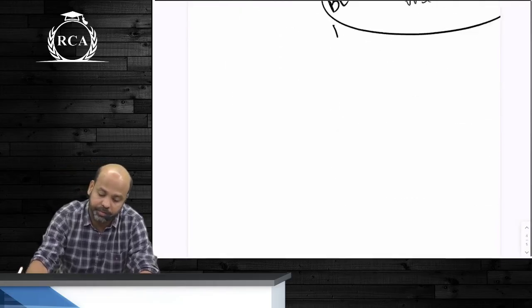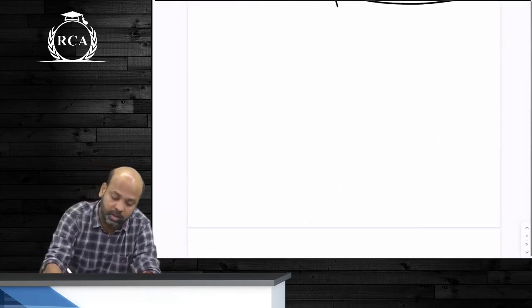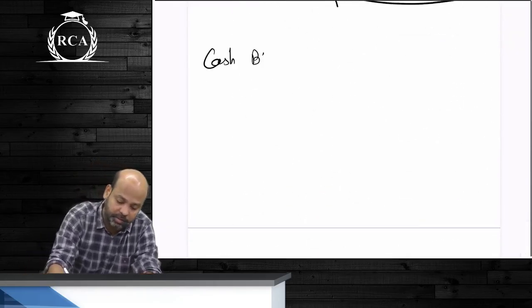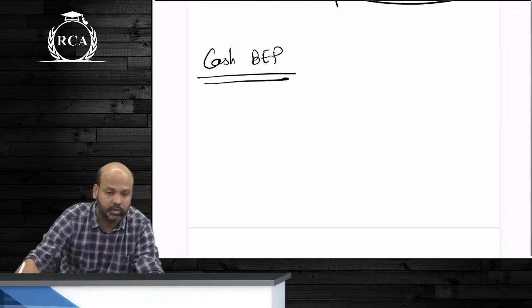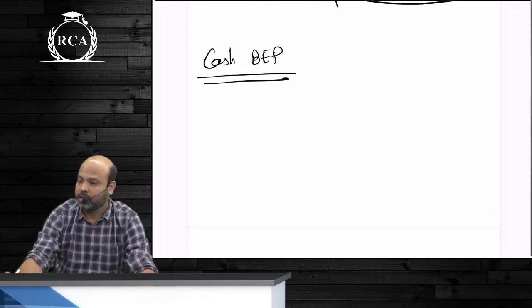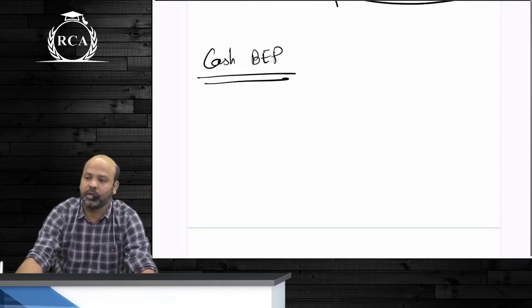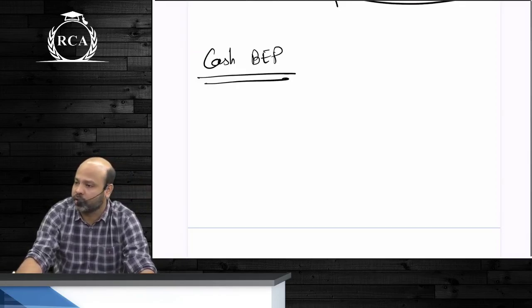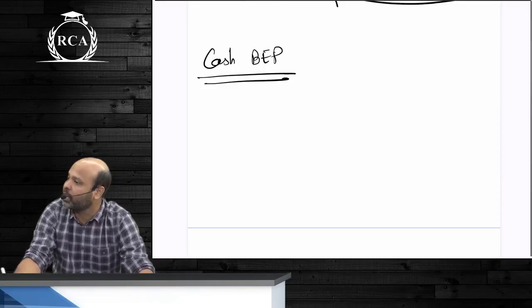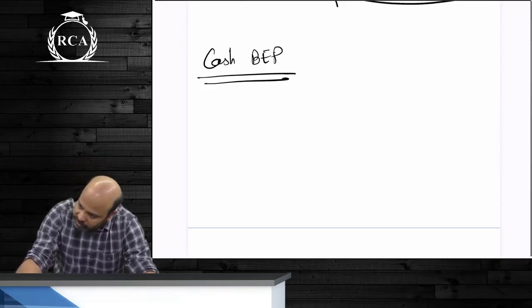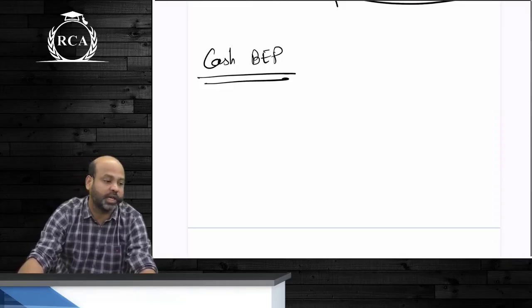Now Ganesh, there's something called as cash break even point. Cash break even point does not consider total fixed cost into consideration. It considers only cash fixed cost. It says ignore non-cash cost. Or we are trying to compute what is the amount of sales at which you will be able to recover all your cash fixed cost.